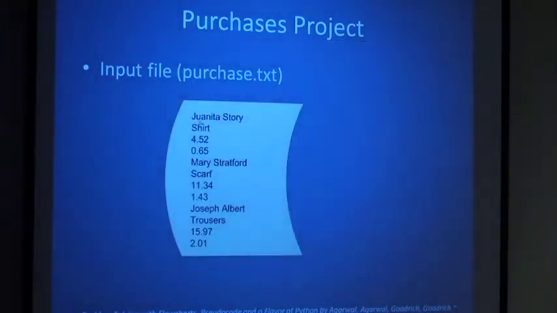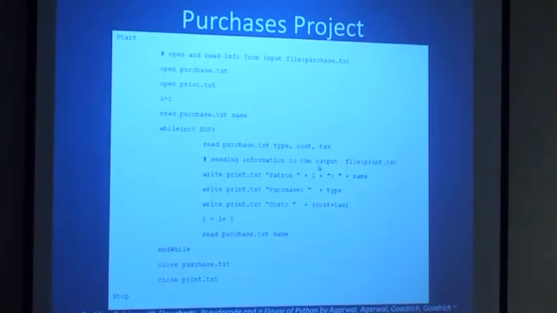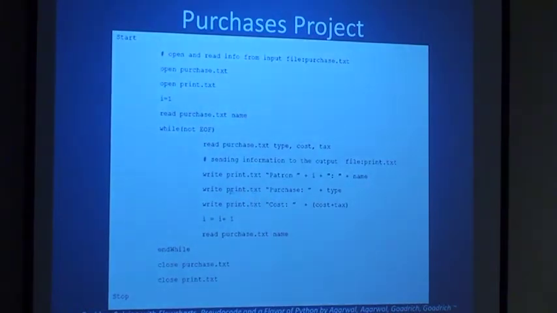Can you predict Juanita Story has bought a shirt for a total of $5.17 or something like that. It's the first line in the output. Now you don't have to write it in print.txt, you could just display it on the screen, right?